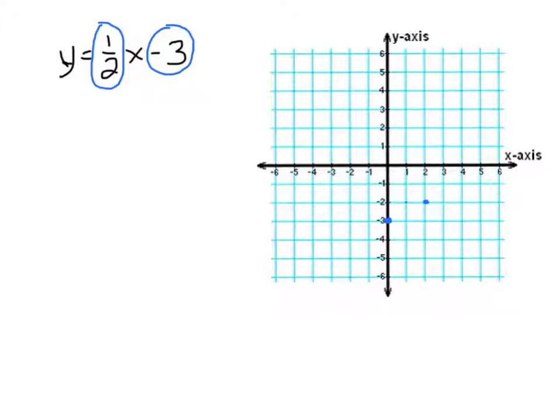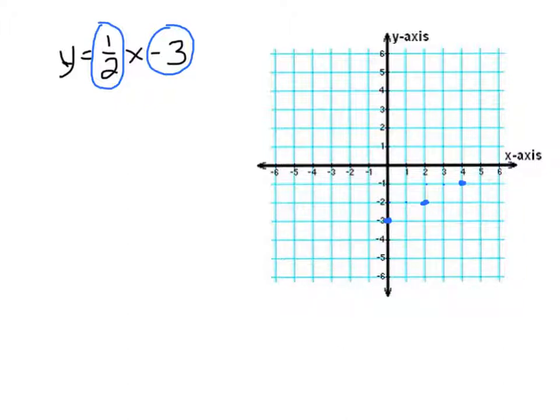If I do that, I'm going to be able to put a dot right here at the point 2, negative 2. If I want to get another point, I'm going to go up another 1, I'm going to go over 2, and I'm going to be able to put another dot. So now I have 3 dots, and I could go through and I could connect those dots.